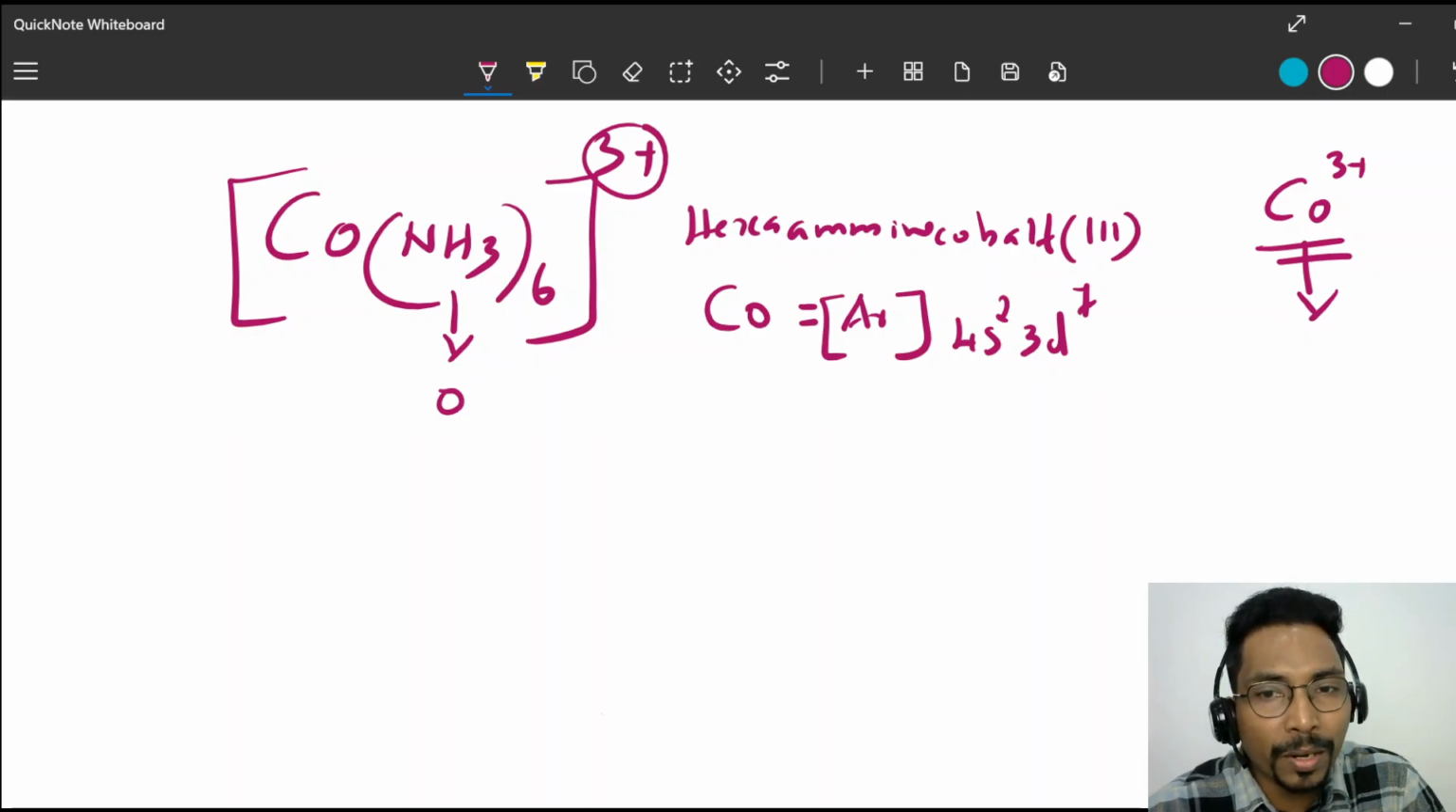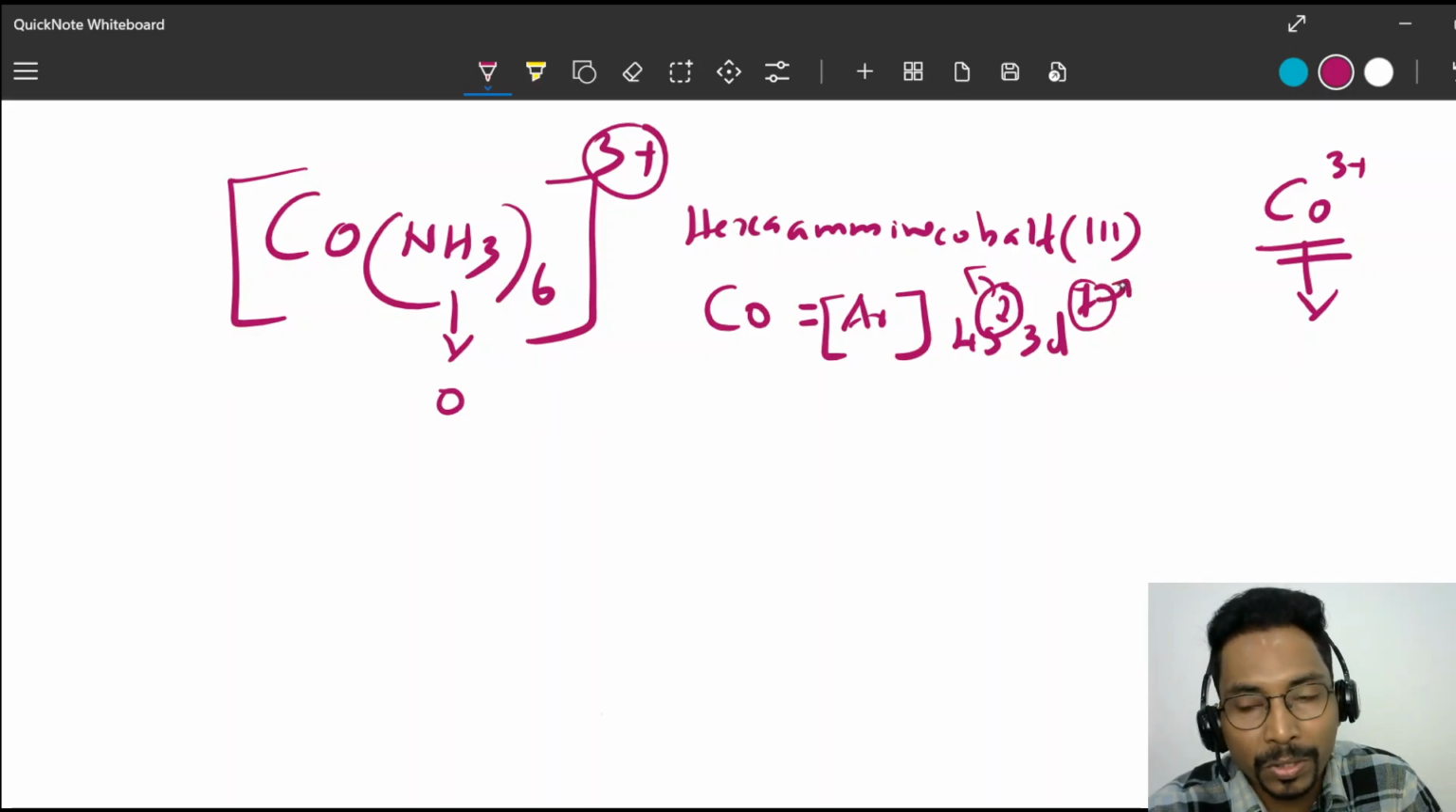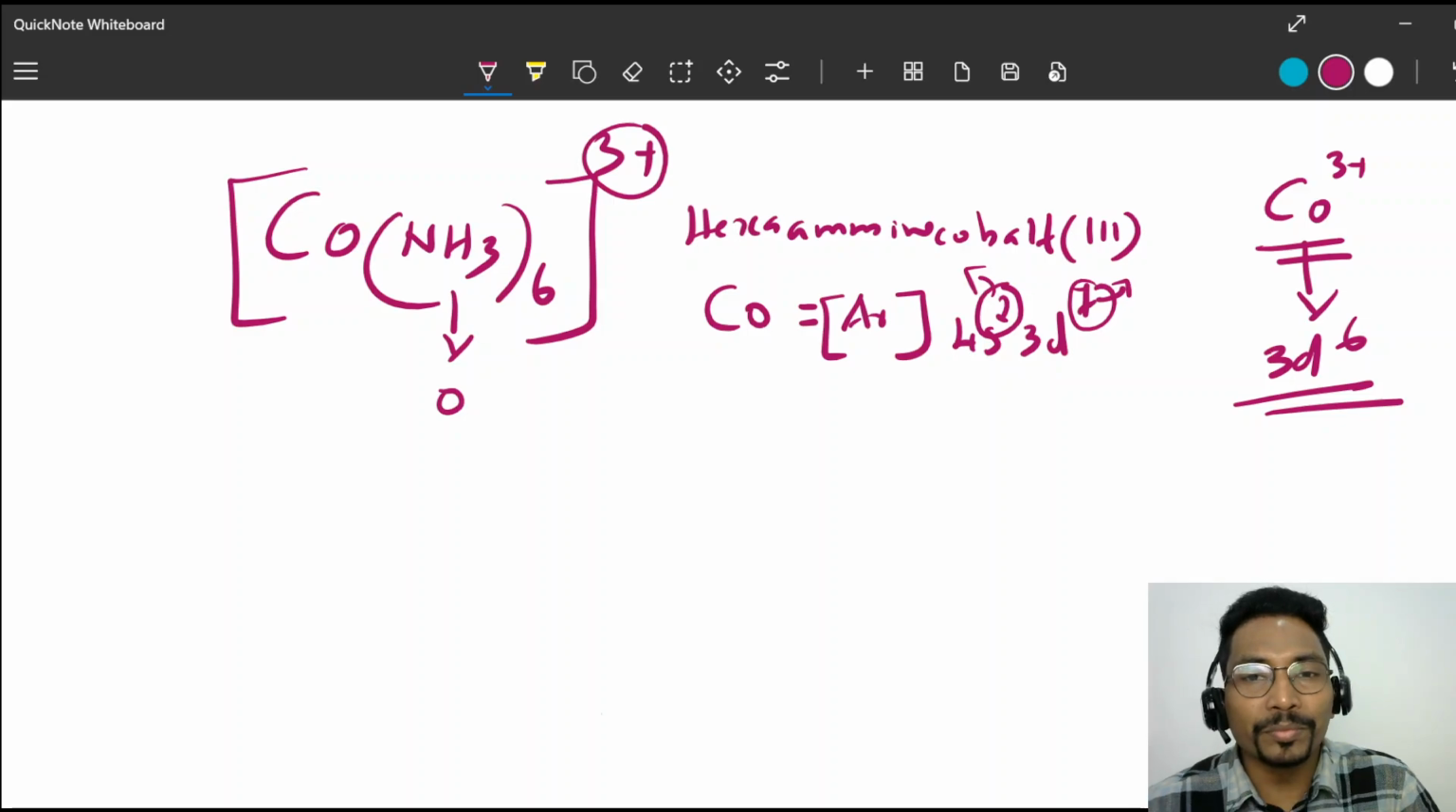Co3+ means what? Three electrons are removed from cobalt. So you should be very careful while removing the electrons. You first have to remove the 2 electrons from the outer shell. So 2 electrons from 4s and 1 electron from 3d will be removed. So what is the remaining configuration? That is just argon 3d6.